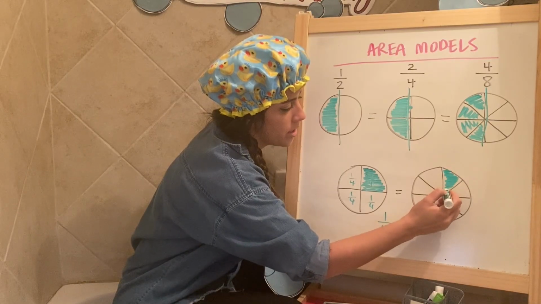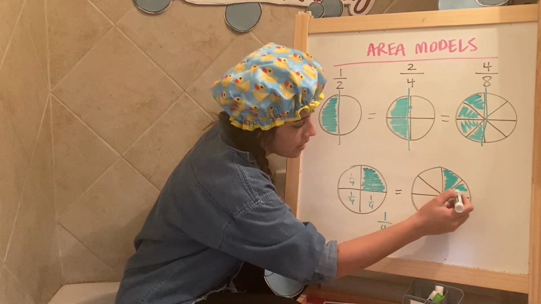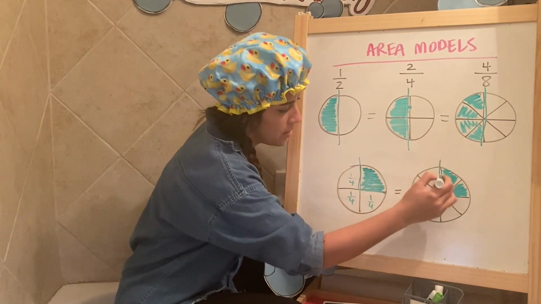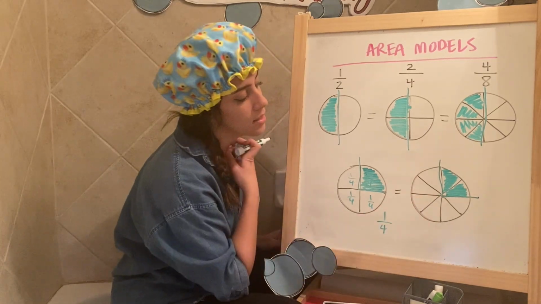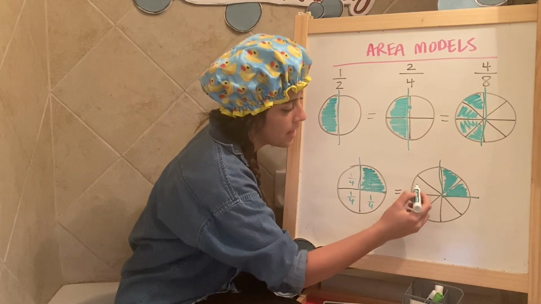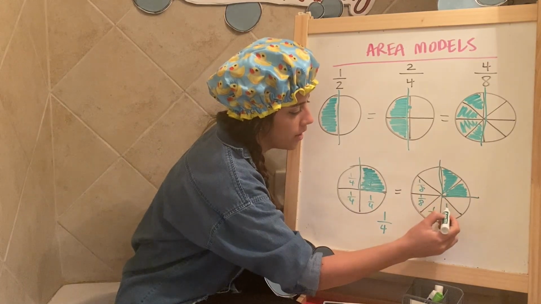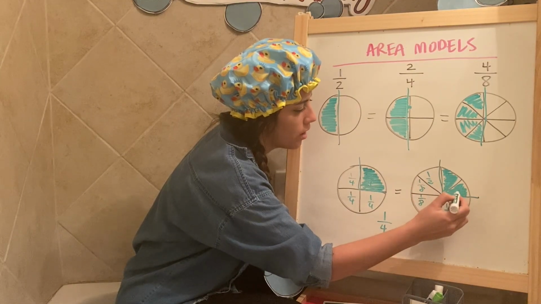If I shade in 1 here, does that look the same? Not yet. If I shade in another one, does that now look the same? Yeah, I have a piece of this shaded in, right? But this is going to be a different fraction when I represent it. How many parts are there? 8. So each one is going to be out of 8, right? 1/8, 1/8, 1/8, 1/8, 1/8.